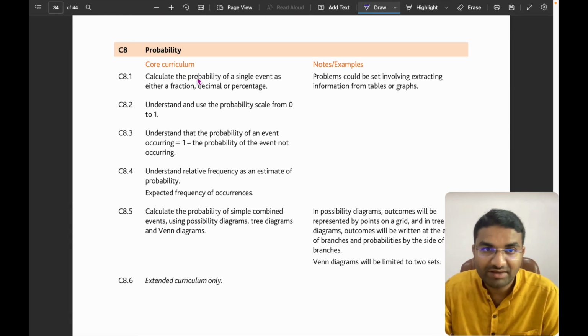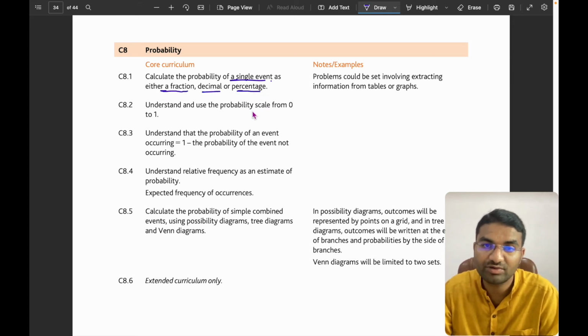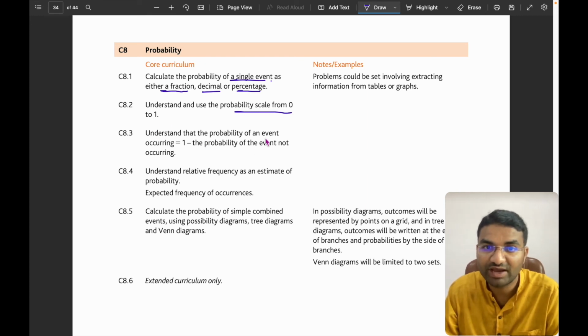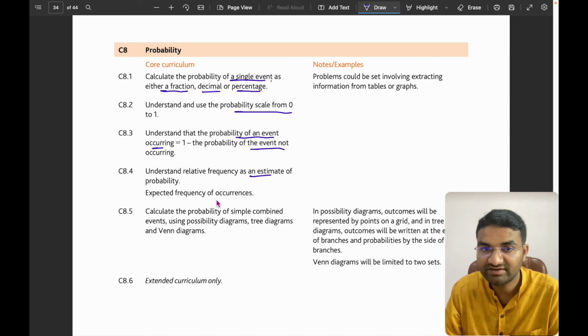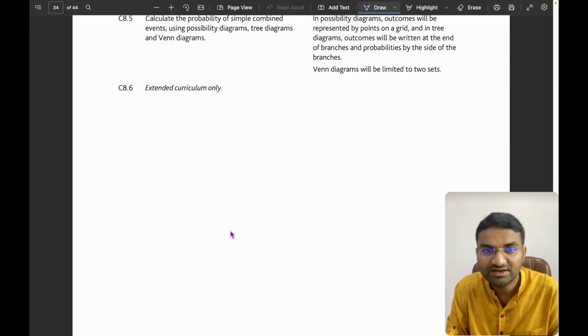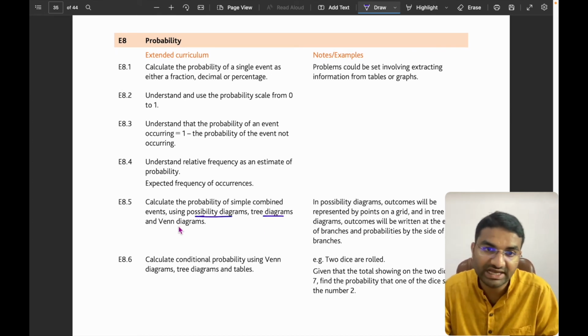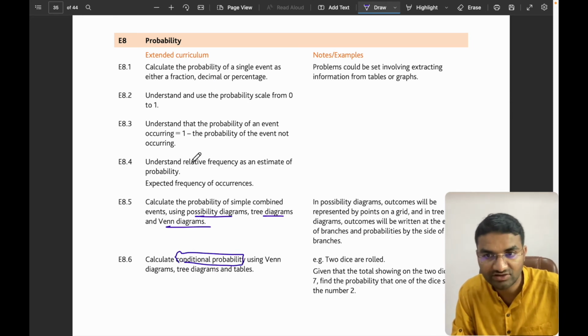Second last topic, probability of a single event as either a fraction, decimal, or a percentage. Use a probability scale from 0 to 1. Okay, probability of an event occurring is 1 minus the probability of the event not occurring. Okay, estimate the probability, expected frequency of occurrence, then probability of simple combined events using possibility diagram, tree diagram, Venn diagram. Then for extended students, apart from this, they have to use the tree diagram, possibility diagram, Venn diagram. Okay, conditional probability is an extra addition for the extended student, and it's not a difficult one.